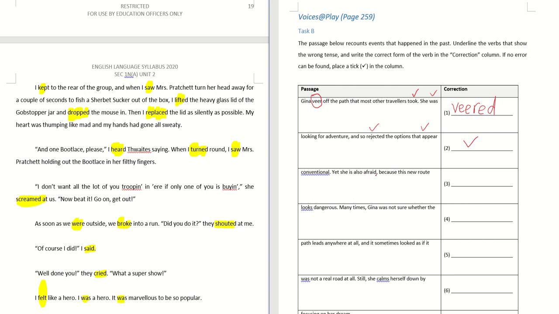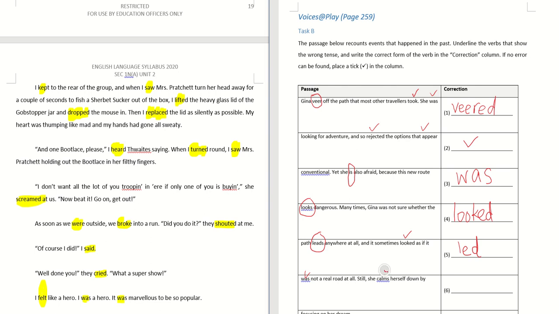Yet she is also afraid because this new route looks dangerous. Okay, so I can see that there is a simple past, a simple present here, a simple past for is was. This new route looks dangerous, so it should be looked, past tense. Many times Gina was not sure whether the path leads anywhere at all. So this should be led. Led.